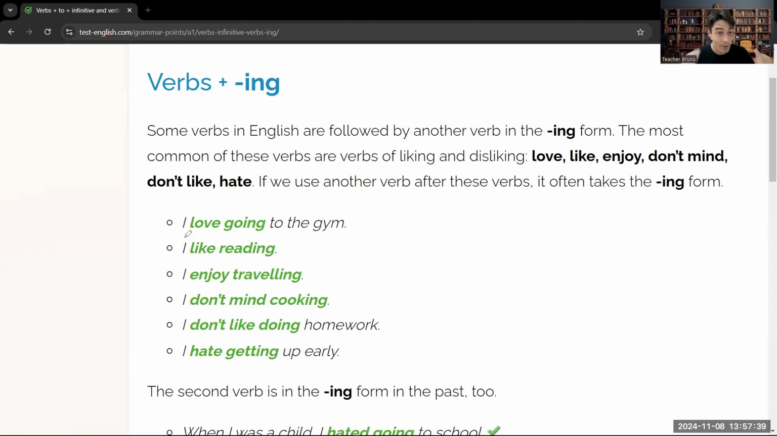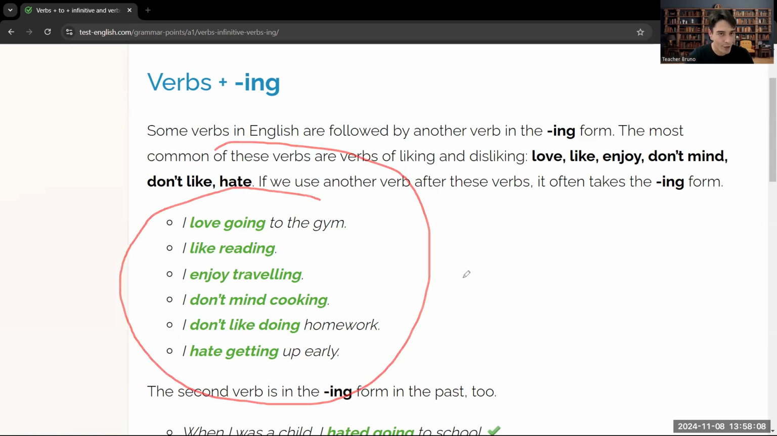I don't mind. That's not a problem for me. I don't mind cooking. I don't like doing homework, but hopefully you do. So with these verbs, love, like, enjoy, don't mind, don't like, or hate, even though I don't like this word, but that's a different story, we don't use to and the verb. We simply use the verb with ing, just like in these examples over here.